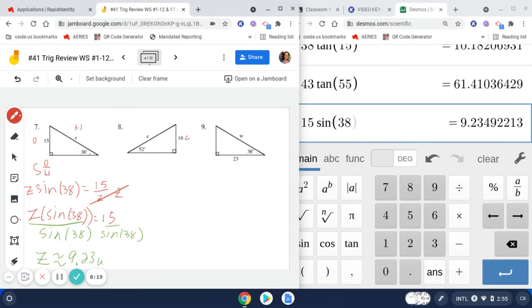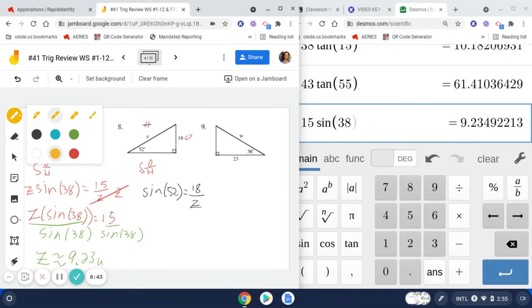Okay, next one's got an opposite and a hypotenuse. Another sine function. Let's go: sine of 52 degrees is equal to opposite over the hypotenuse. So again, we've got that denominator on the bottom. Pause this video, finish solving it if you didn't already. I want you to try this on your own and see how you did.